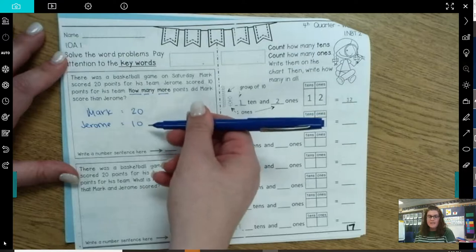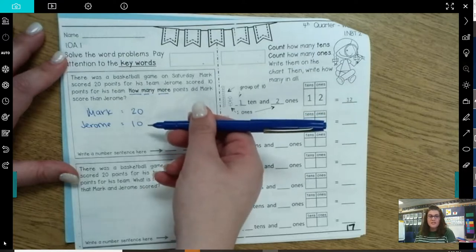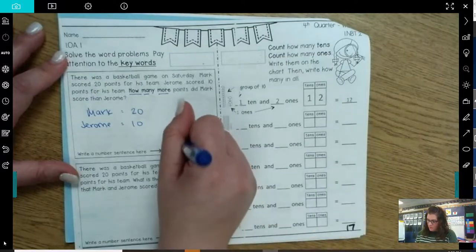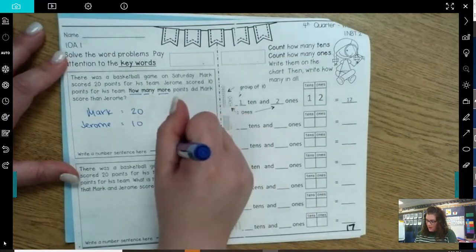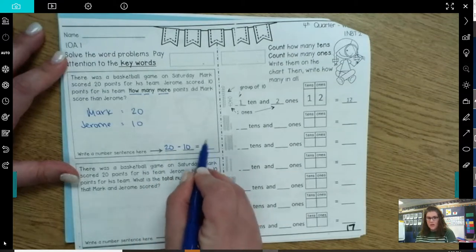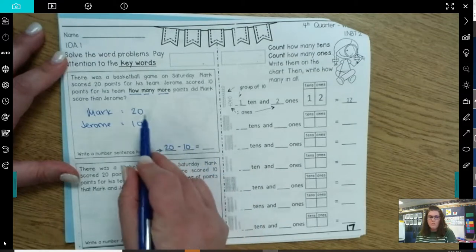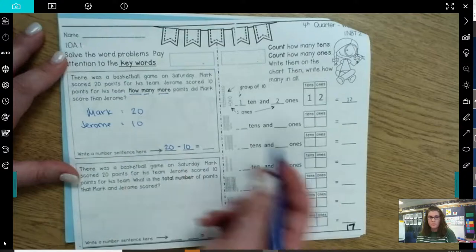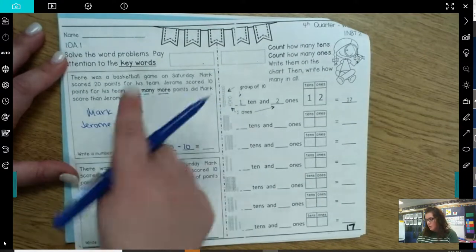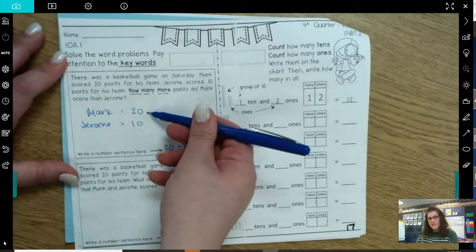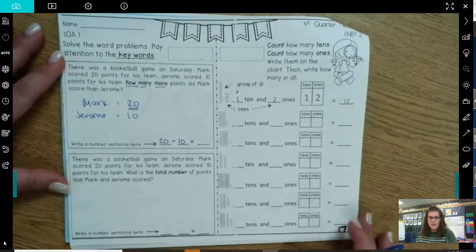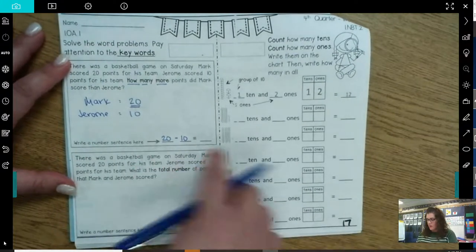So we're not going to add these together. We want to actually know the difference. So if Mark scored 20 and Jerome scored 10, we're going to actually subtract. So our problem will be 20 minus 10 equals what? And that's how many more points Mark scored than Jerome. That's one thing we have to remember: when it asks how many more did Mark score, we're not adding together. We have to find out the difference so that we know how many more Mark has. So go ahead and hit pause and solve that equation for me.